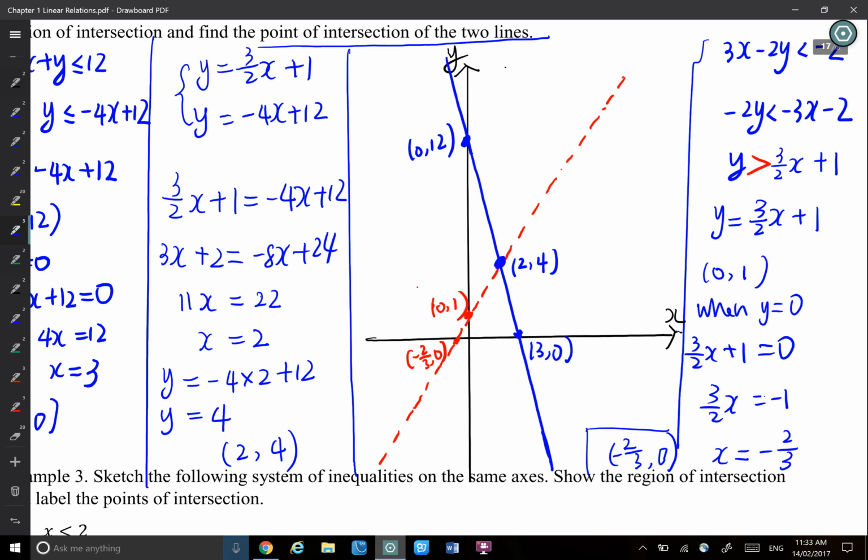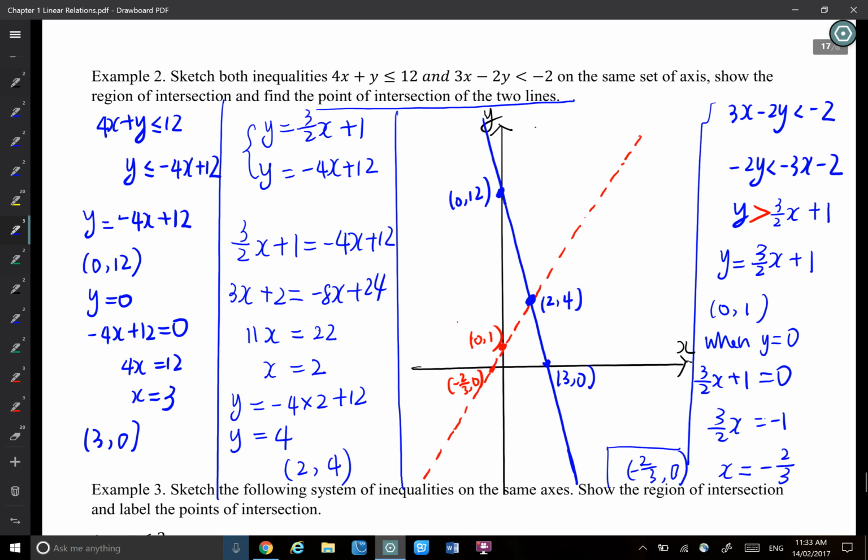To do this type of question, I need to shade the area for the first one and shade the area for the second one, and I want to see which part is the common shading area, right? I shade twice. But if I have more equations, say we have 3, we'll have 3 equations shading. It's really messy, really hard to see.